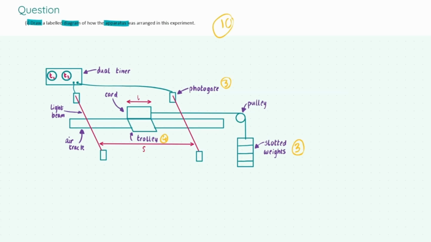So the main thing is, they're the main 3 things to have in your diagram. So it's worth 10 marks overall, but it's really important to remember your labels, as you may lose a mark if they aren't on your diagram.